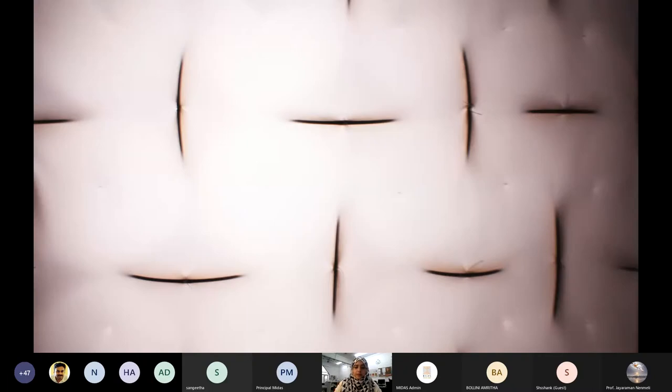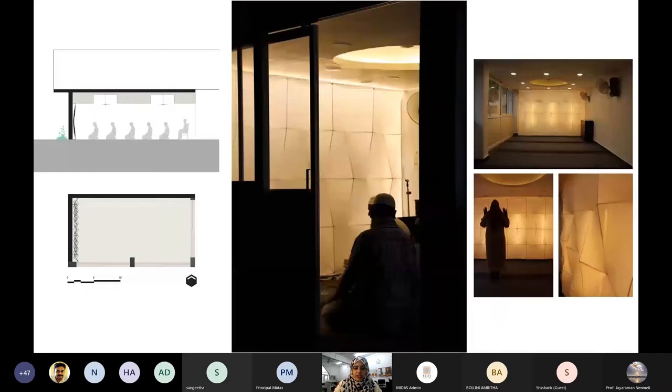up the entire system. And the fabric has many different nuances to it. So you're using tailoring techniques and you're applying them to architecture. So you can see some of the tucks and some of the stitches that are happening here.